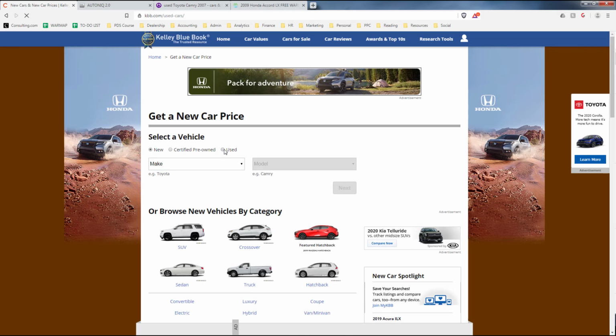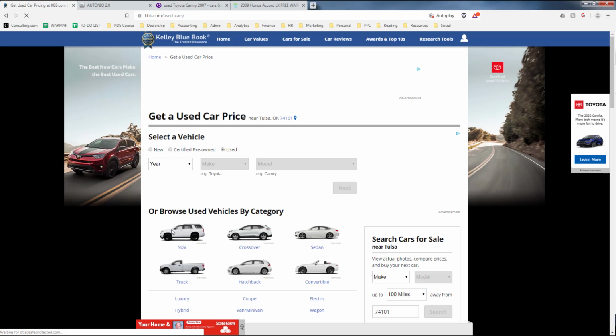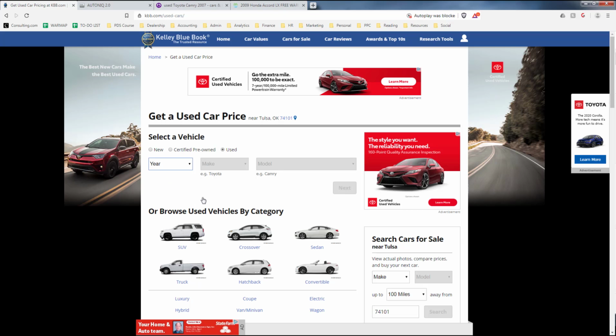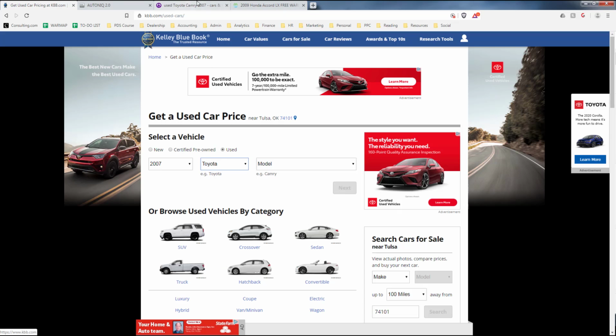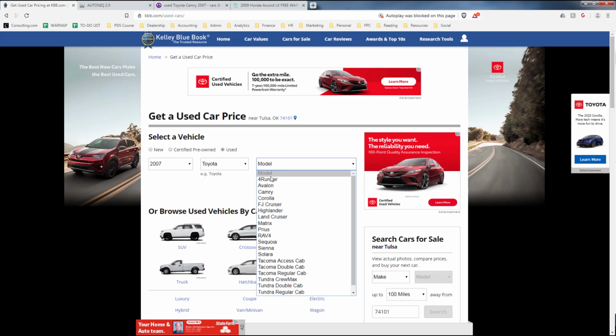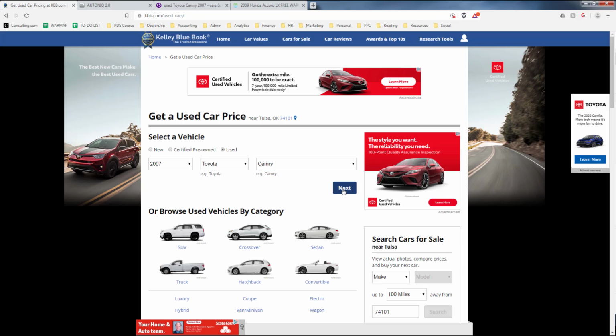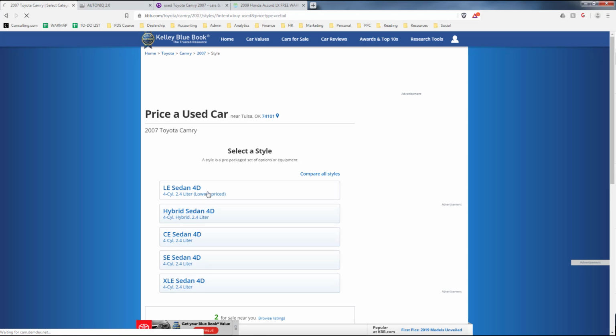07 Camry, I think that would be an LE. Now, from my experience, when I look at this car, I think it's worth $4,300 to $4,900. So I wouldn't want to pay more than $3,500 when I buy the vehicle. So we're going to see what Kelley Blue Book tells us for an LE sedan.